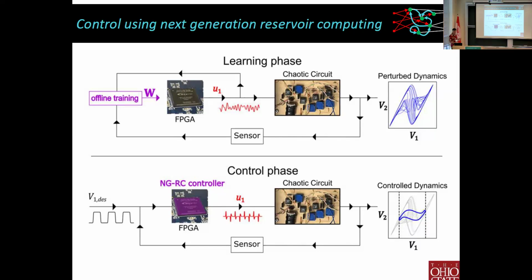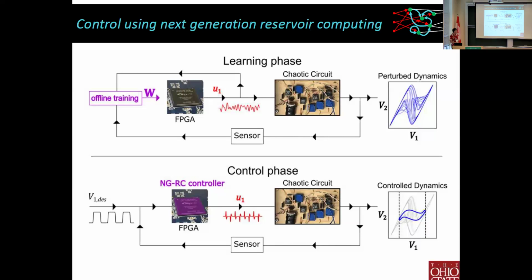We have a chaotic circuit that I'll say a little bit more about. I then have my sensor that is measuring some projection of the states here. And then I collect that data and I know what perturbations I apply. And then I use a training algorithm, just least squares regression, for learning W and F.